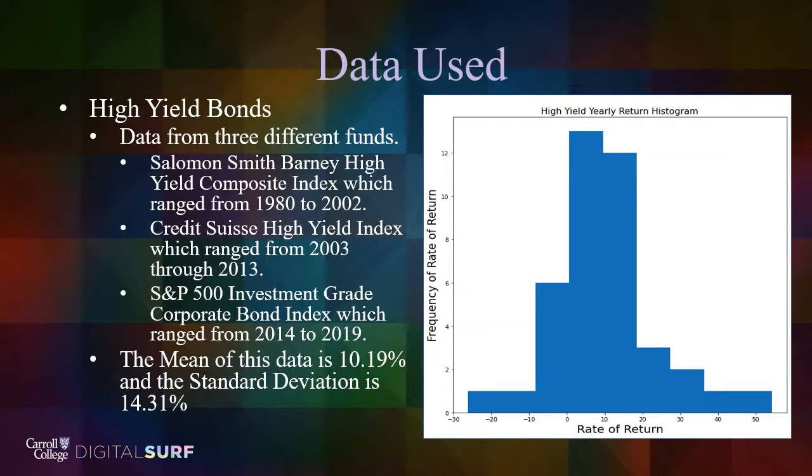From this histogram, we can see that the yearly rates of return are not normally distributed, but we once again are going to make the simplifying assumption for the study that they are normally distributed. From this data, we found the mean, which is 10.19%, and the standard deviation, which is 14.31%.